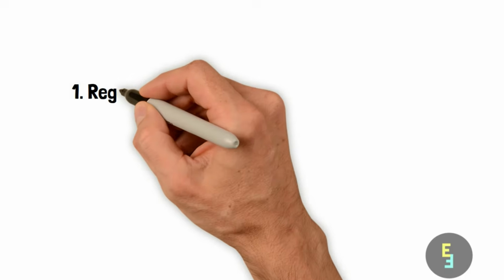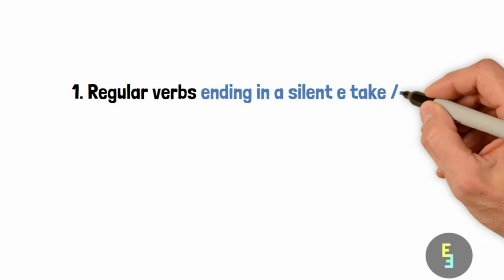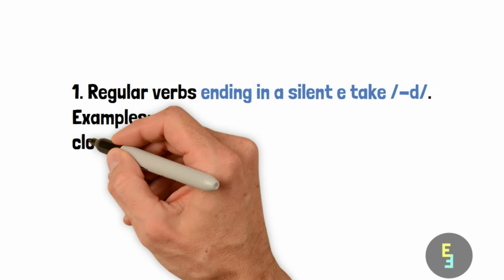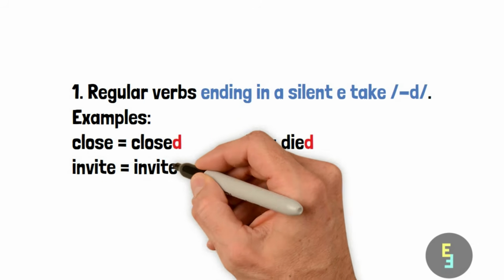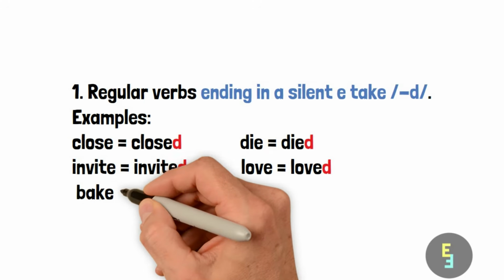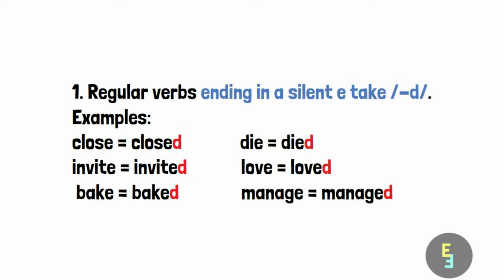Here are the rules. Regular verbs ending in a silent E take D. Example, close becomes closed, adding D at the end. Same with the verb die, which becomes died. Invite, invited. Love, loved. Bake, baked. Manage, managed.